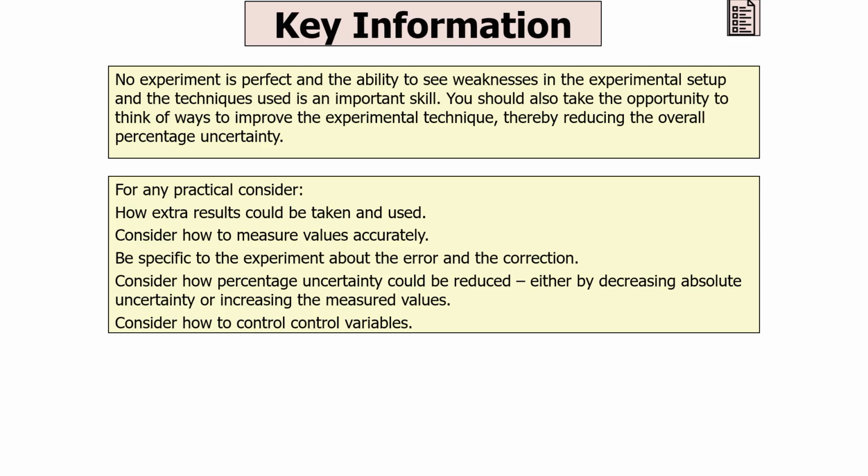You could be considering how to measure values accurately. You should be specific to the experiment about the error and the correction needed. We should consider how percentage uncertainties can be reduced, either by decreasing the absolute uncertainty or by increasing the measured values. And you should also consider how to control variables. So let's look at a few examples of some different experiments that are found in A-level physics.